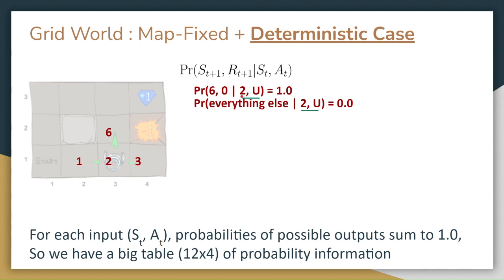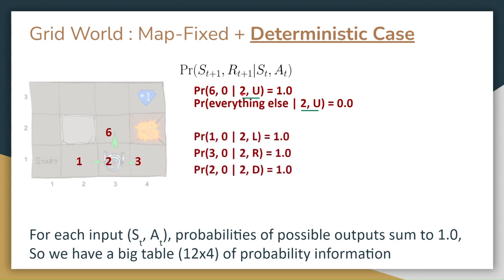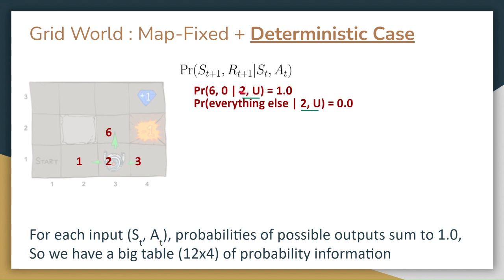So if the agent is on state 2 and goes up, given this information, the probability that the agent is going to go to state 6 in the next time step with 0 reward, because state 6 has no reward, is equal to 1, and the probability of everything else given the same condition is 0. For example, the probability of the agent staying on state 2 with 0 reward is equal to 0.